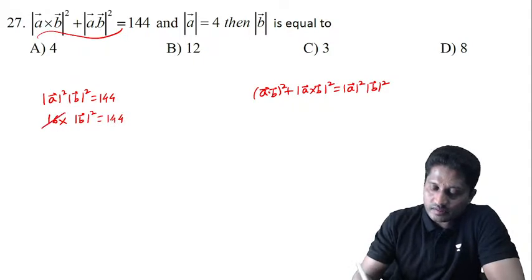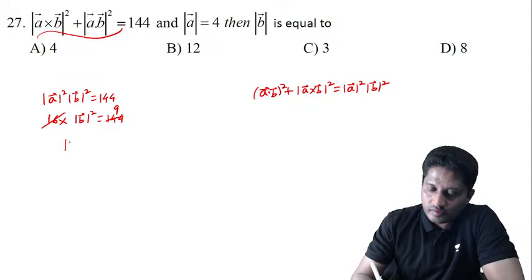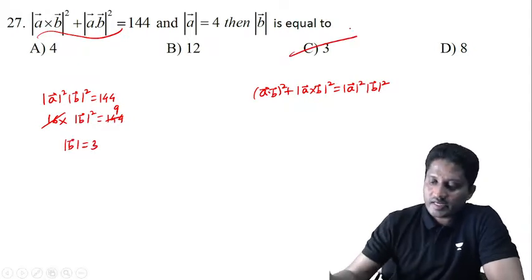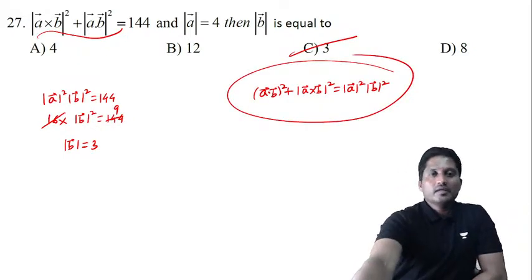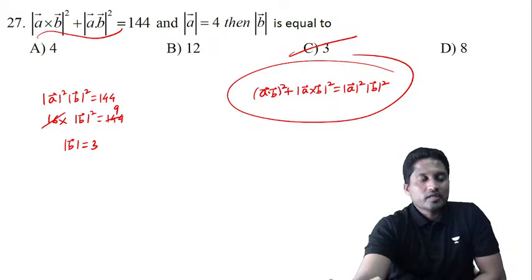This will cancel, 16 nine times. 16 into 9 is 144. Modulus of B is equal to 3. Answer is option 3. Use Lagrange's identity. Relation between dot and cross. Dot the whole square plus cross the whole square is mod A square into mod B square.